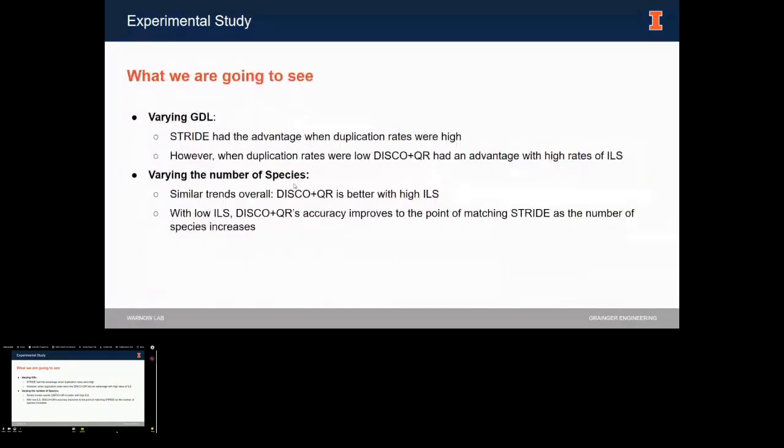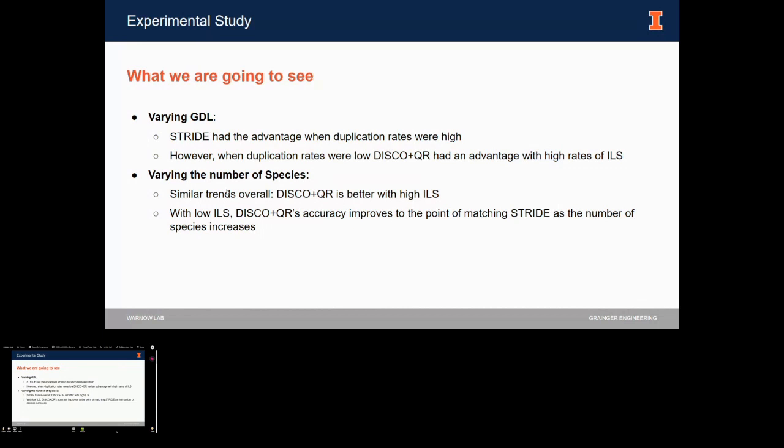So here's a brief overview of what we're going to see. We're going to show varying rates of GDL and ILS. When we vary the GDL, we find that STRIDE tends to have an advantage when there's very high duplication rates, as expected, since that's what it uses as its signal. However, when the duplication rates are low, it's very dependent on the ILS. So if there's a lot of ILS in the input, DISCO plus QR actually has a significant advantage over STRIDE in that case.